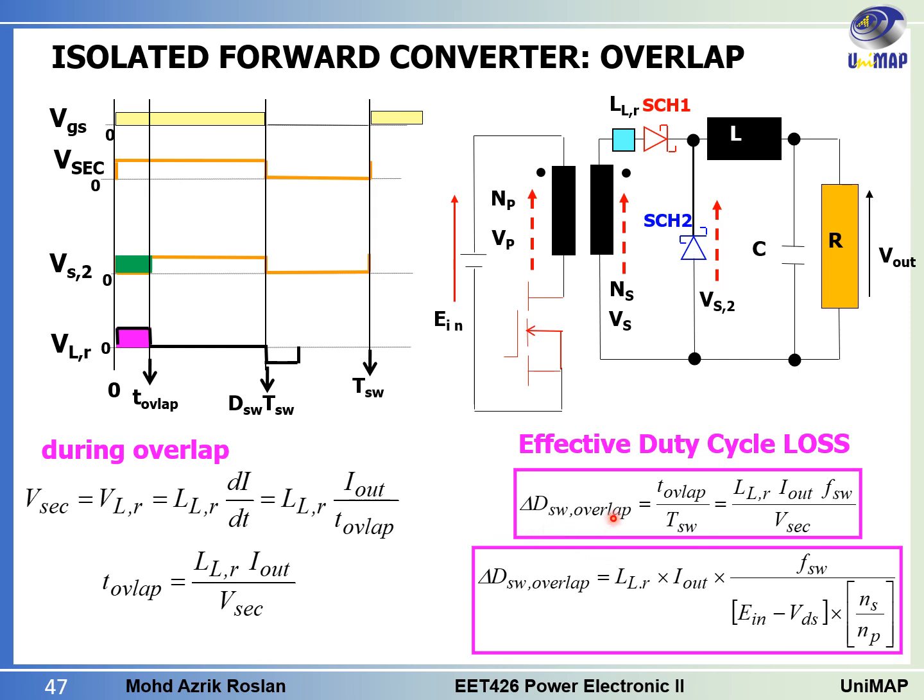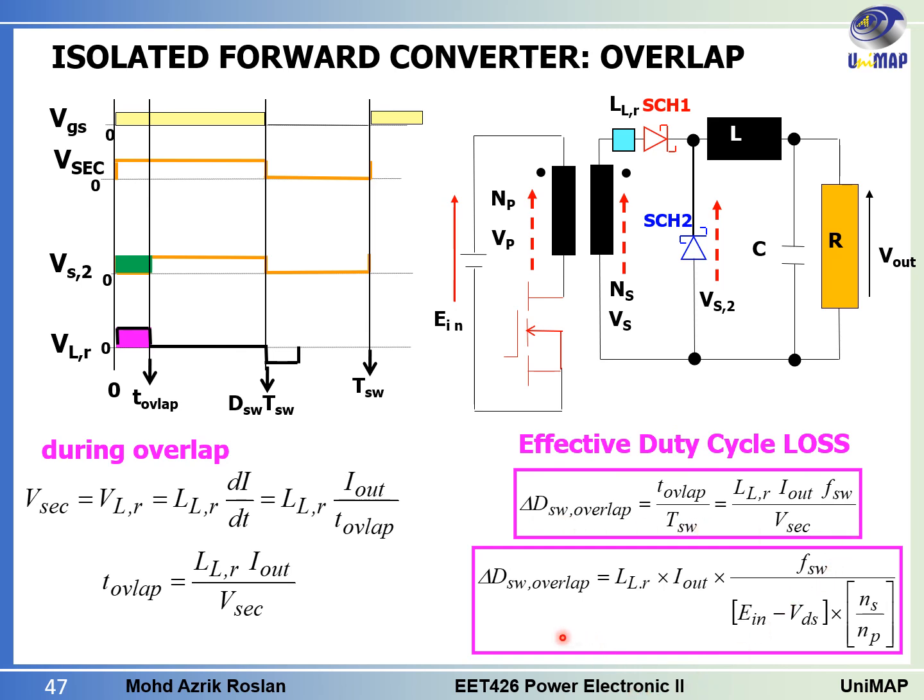Delta D switch overlap is equal to the T overlap divided by the T switch, the overall timing. This is the T switch. If we replace the equation here, we have the LLR I out divided by V secondary, this is T overlap, divided by T switch. This T switch can be represented by 1 minus F, so F you move on top of this. So this is the equation for the delta D switch overlap.